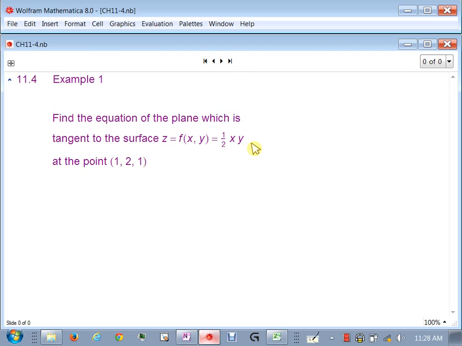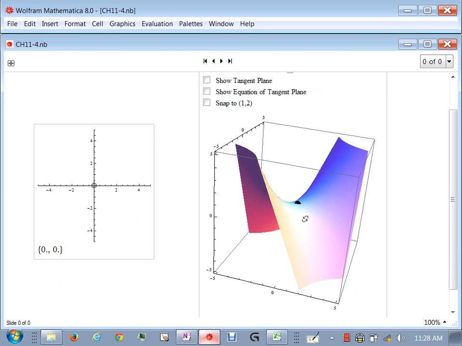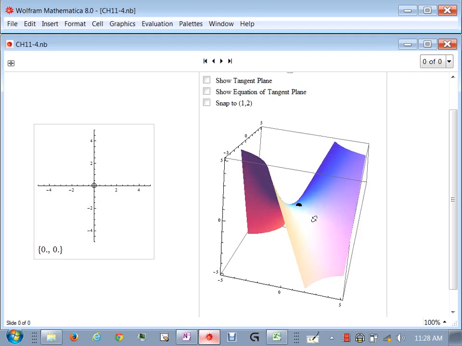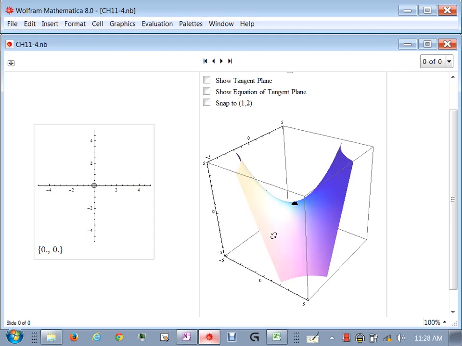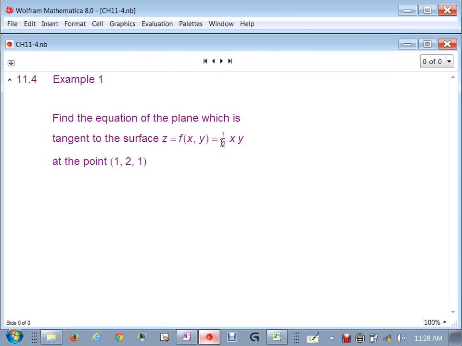So let's take a look at this surface, and let's find the equation of the tangent plane. First, let's look at it. Here is our speckled surface, and I have some arbitrary point here. We are supposed to be looking at the tangent plane at the point 1, 2, 1. That means when x is 1, y is 2, and z is 1.